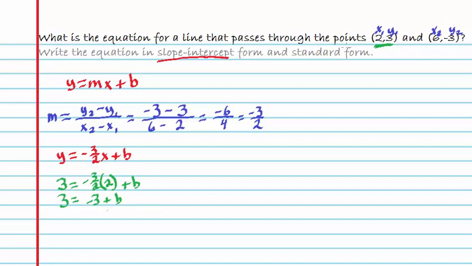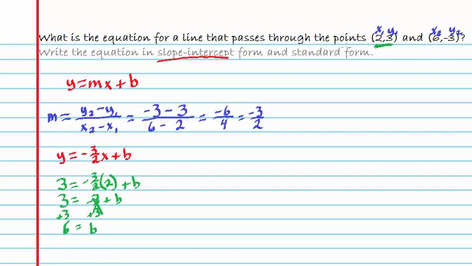I only have one step to get my y-intercept by itself. I add 3 to both sides. 3 plus 3 is 6. And my -3 and +3 cancels out. Now my y-intercept is 6.